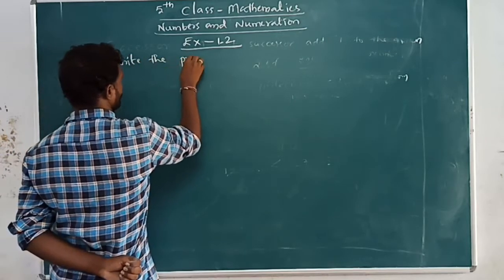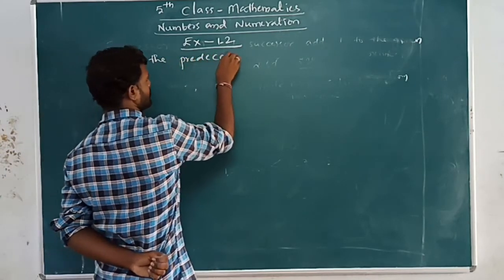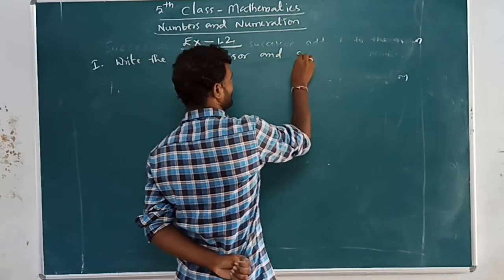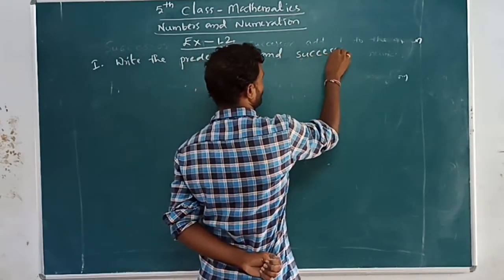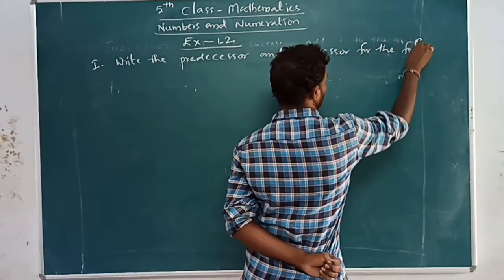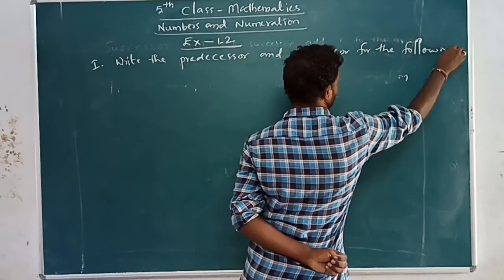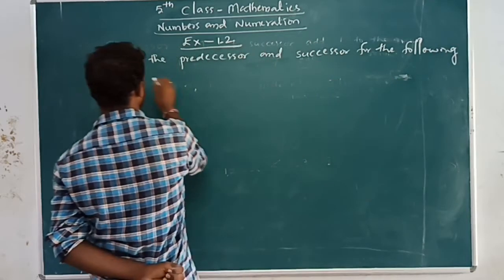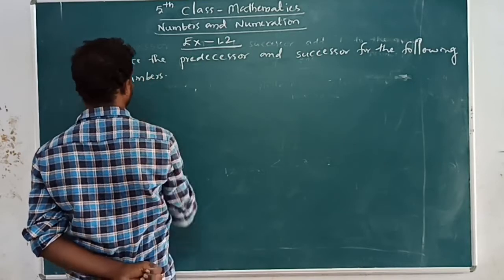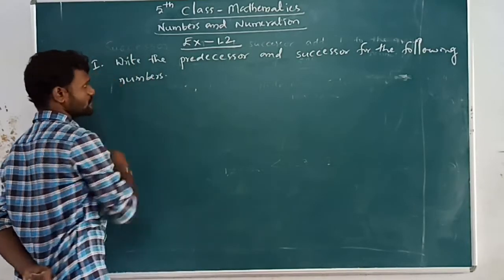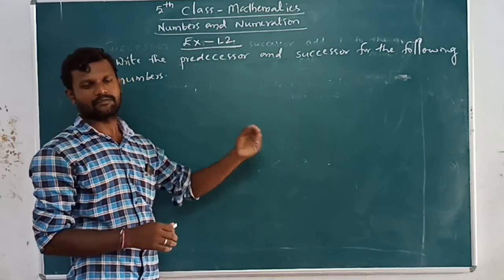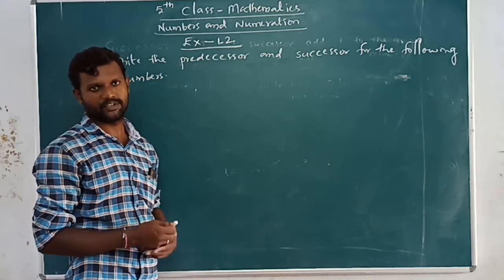Write the predecessors and the successors for the following numbers. Okay, I will say just 1 or 2 examples. You have to complete the remaining. Nothing is there. Add 1 and subtract 1, then directly you will get it.